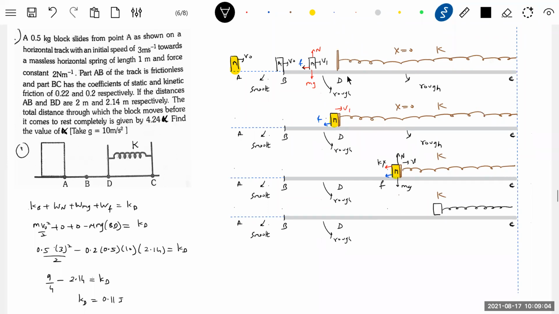The block has finally come to instantaneous rest. I don't know whether it will move further or not. I'll call it instantaneous rest. The same forces as usual: normal contact and mg. So this is the total compression, no? What is the compression? This xm is the total compression.